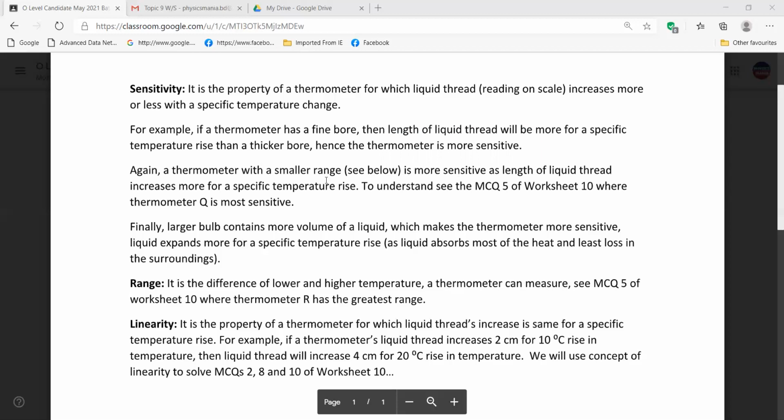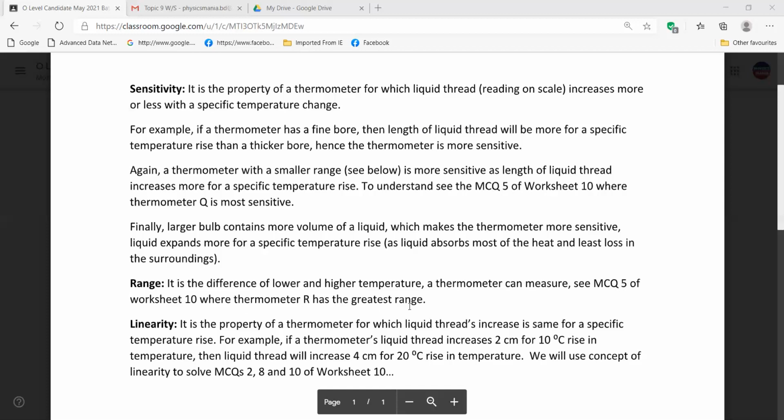So to understand range, we are going here first. Look here, what is called range? Range is the difference of, can you write what is called range? You give a gap, then you write here: range. It is the difference of lower and higher temperature a thermometer can measure. See MCQ 5 of worksheet 10, where thermometer R has the greatest range.